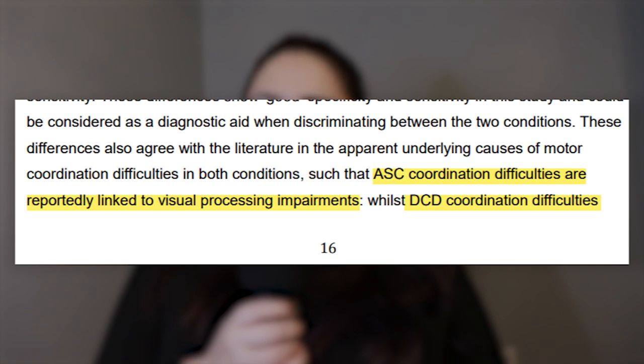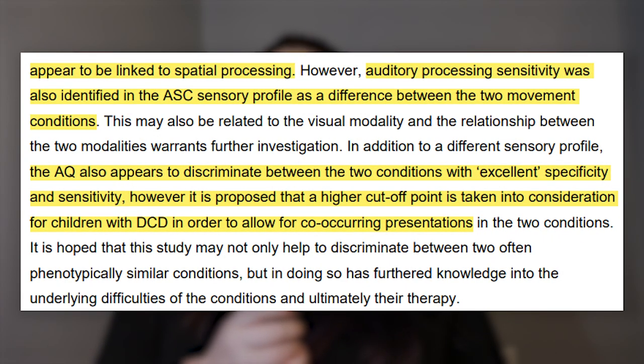A 2018 study looking at the similarities and differences in autism and DCD has this to say. ASC coordination difficulties are reportedly linked to visual processing impairments, whilst DCD coordination difficulties appear to be linked to spatial processing. However, auditory processing sensitivity was also defined in the ASC sensory profile as a difference between the two movement conditions. In addition to a different sensory profile, the AQ also appears to discriminate between the two conditions with excellent specificity and sensitivity. However, it is proposed that a higher cutoff point is taken into consideration for children with DCD in order to allow for co-occurring presentations in the two conditions. According to their findings, the autism coordination issues seem to be linked more to visual and auditory processing issues, whereas DCD was more linked to spatial issues.